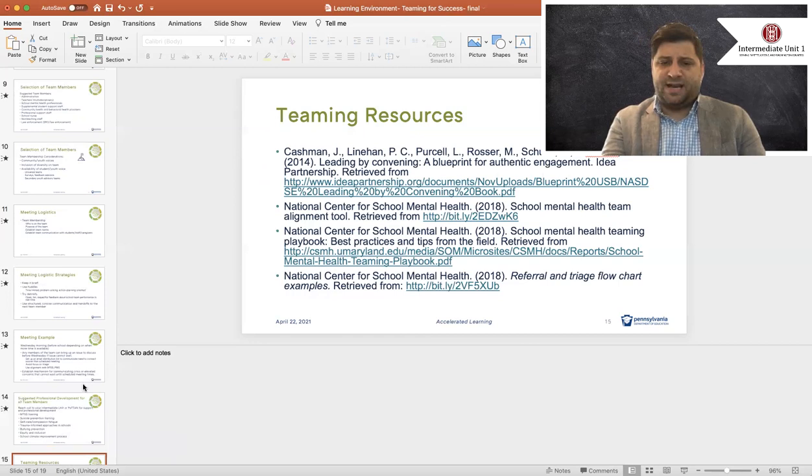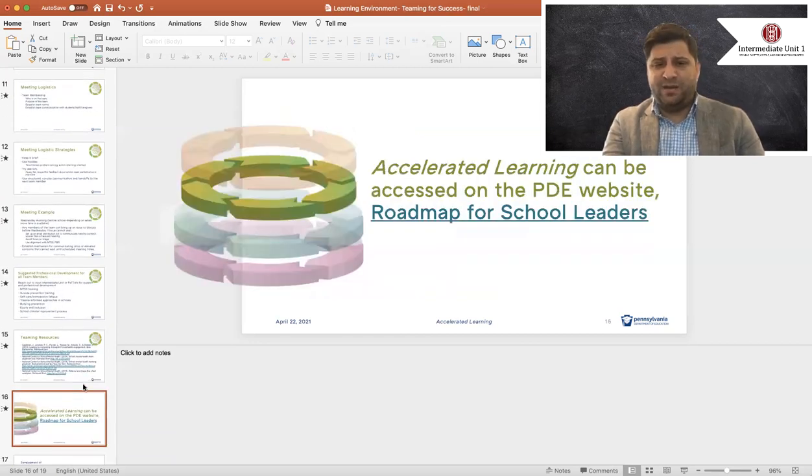And here is some really helpful literature and resources on teaming. And here is a link to the roadmap for accelerated learning, which is a project that we have been working on across the state, which this teaming is part of. So here's a roadmap that includes a lot of other really helpful information, trainings, and resources.